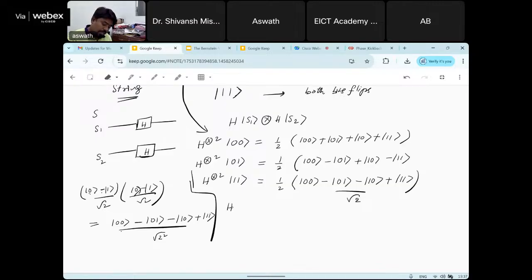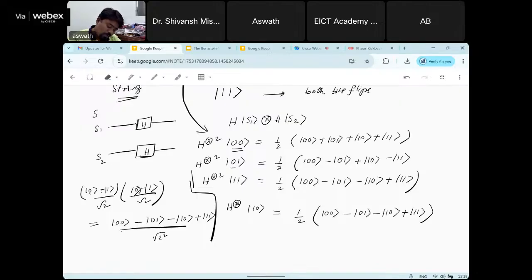And H acting on 10 comes out to be 1 by 2 times, let me write it down straight away, 00 minus 01 minus 10 plus 11. You can remember a simple technique: whenever you have two zeros, you put all positives.